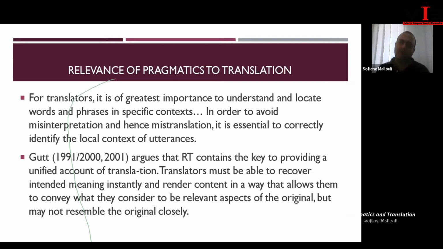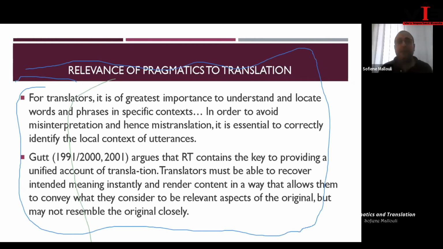Right. So I know that it's very difficult to introduce a one-semester course in 20 or 25 minutes, but I hope that at least you got the gist, some kind of an overall idea about pragmatics, and of course about how pragmatics can be helpful to you as specialists in translation. Thank you.